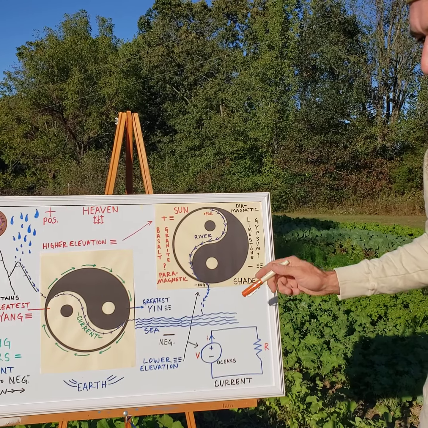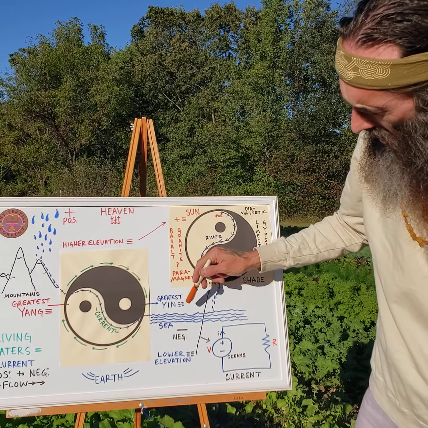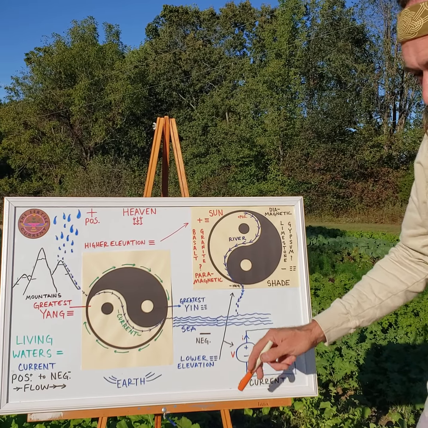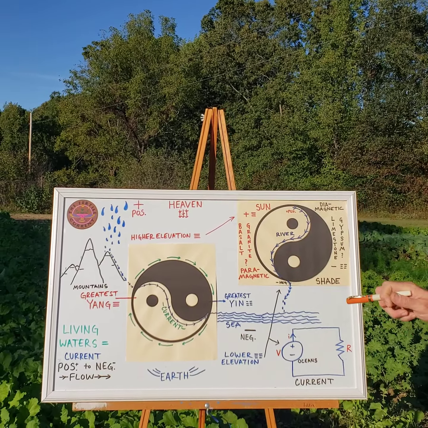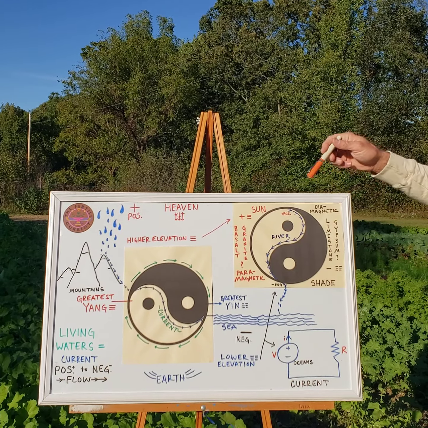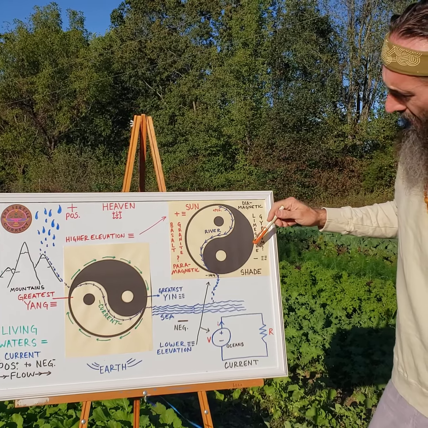And then it would flow into the sea. And the sea would be a representation of greatest yin on the earth, but would be yang to the depths of the caverns below it. So that's a high elevation to low elevation flow, positive to negative. In traditional Chinese medicine, they look at this as a sun and shade phenomenon.